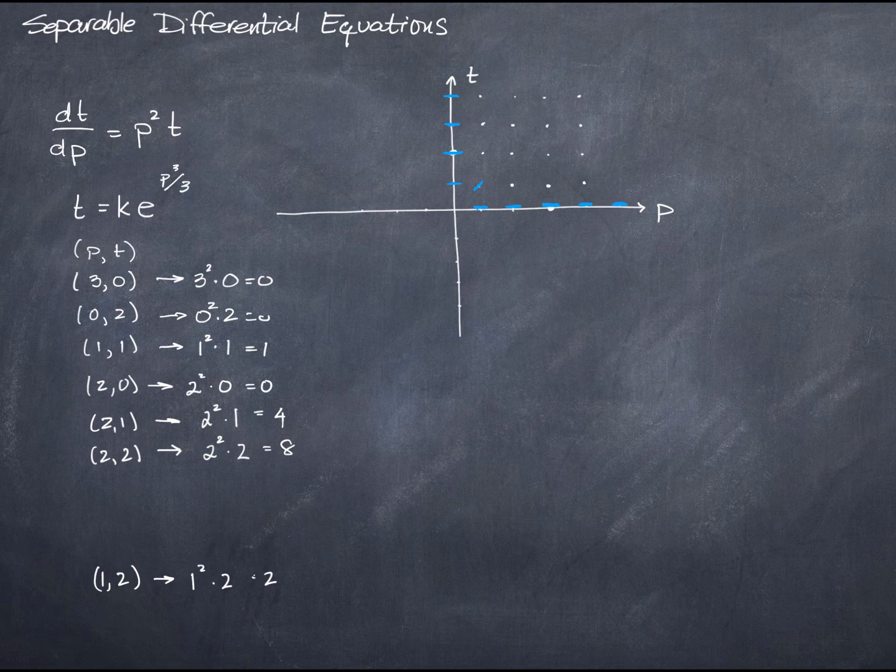So my slope at the point 2, 1 is 4, pretty steep. At the point 2, 2, it's very steep. At the point 1, 2, it's a lot shallower. Not that shallow though. Steeper than 1, but shallower than 4. So it looks something like that.